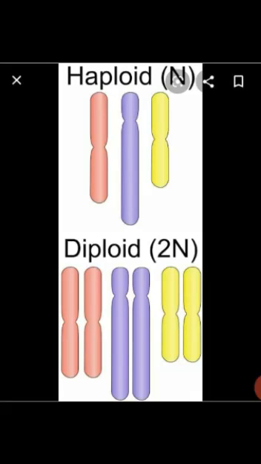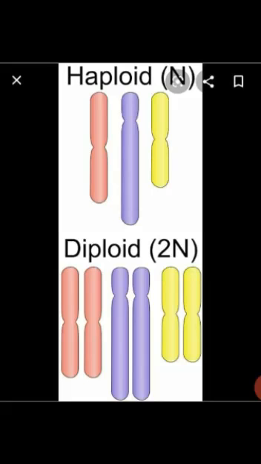A dog has 39 pairs of chromosomes, so it could be 78 in number, right? So there is always a pair of chromosomes of each kind. The pair condition of chromosomes is called diploid. You can see here in this diagram, the paired chromosomes are called diploid, and the cell consisting of these diploid chromosomes is called a diploid cell.